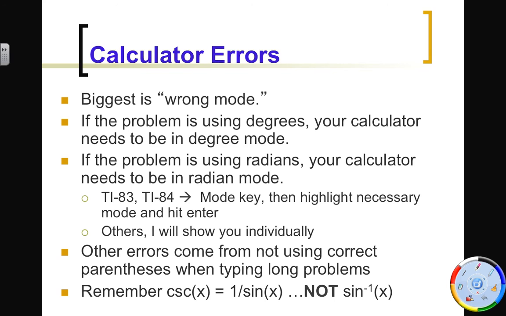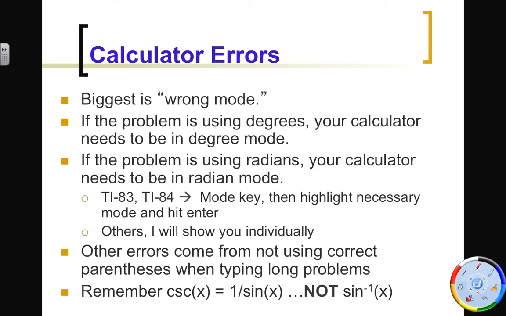Because those are angles, remember we have two different types of things now. We have angles, degrees and radians. In order to find the sine of 38 degrees, you need to be in degree mode. Down here I have some instructions for the TI-83 and the TI-84. You hit the mode key and highlight the necessary mode. Next to it, it says somewhere down there, degrees, radians. I forget the other ones off the top of my head.